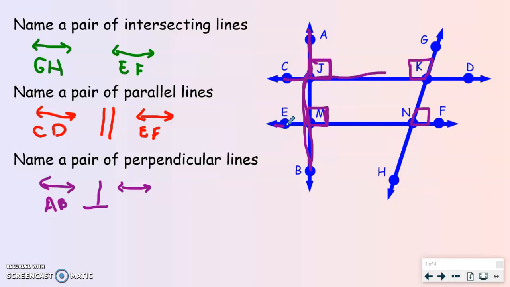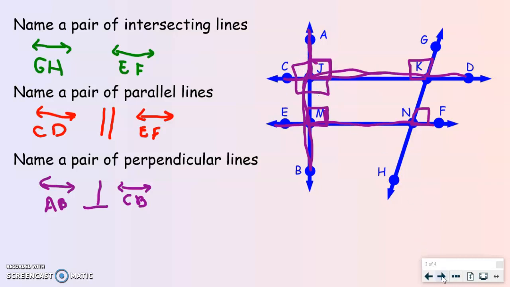And it is also perpendicular to this line down here. So either one of those you choose will be acceptable. But I'm going to choose the one on top. So I'm going to say that line AB is perpendicular to line CD. Those do form right angles. And if you go all the way around, you'll see that they form 4 right angles. You can make the big square there.